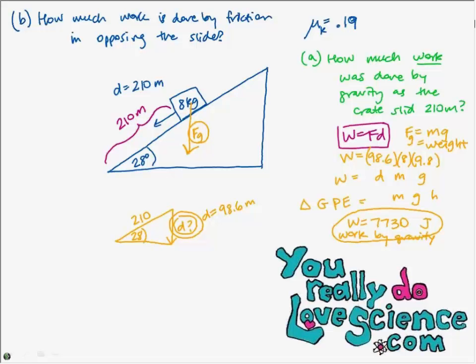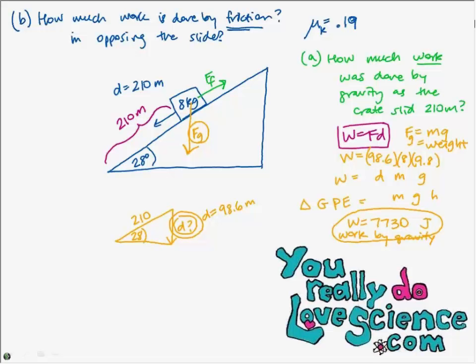He's probably not going to say "in opposing the slide." He's just going to say how much work is done by friction. You can always draw friction, the force of friction, as an arrow that goes opposite the motion, because friction will always be opposite the motion. So if the box is sliding down 210 meters, you just draw a vector labeled FF for force of friction, and that's going to be opposite the direction of the motion.